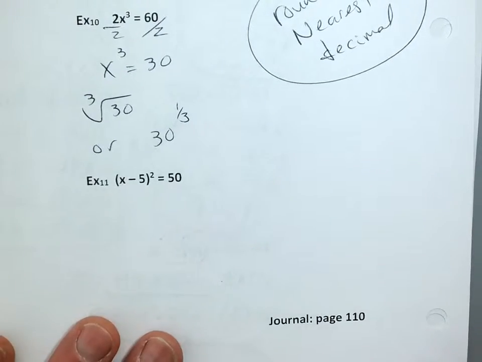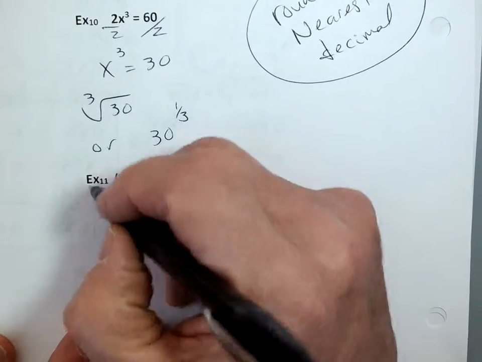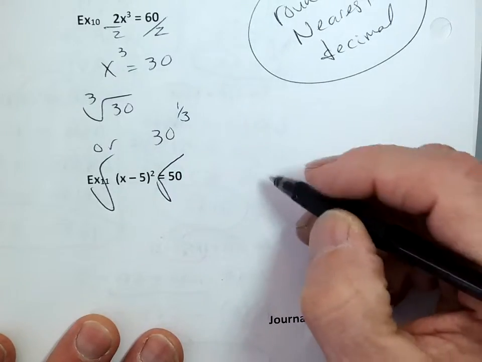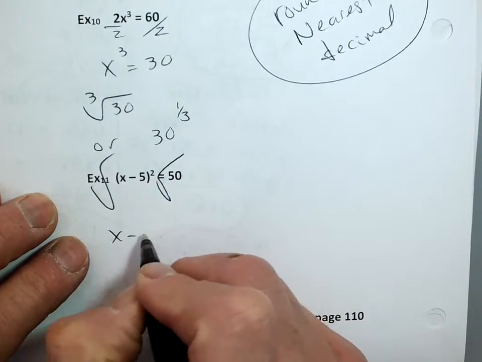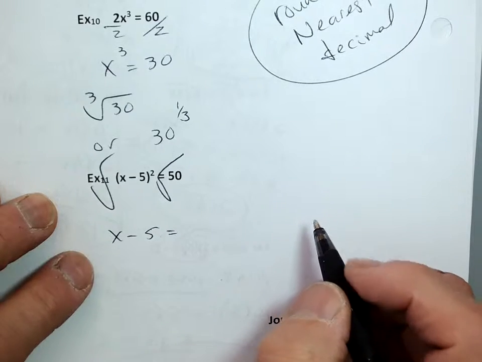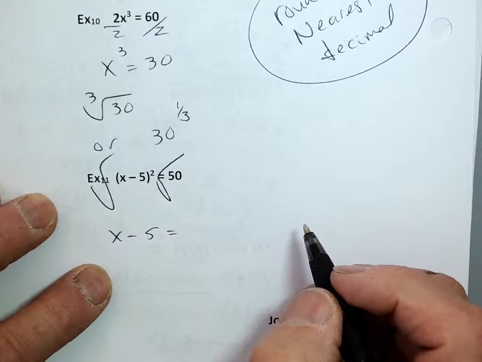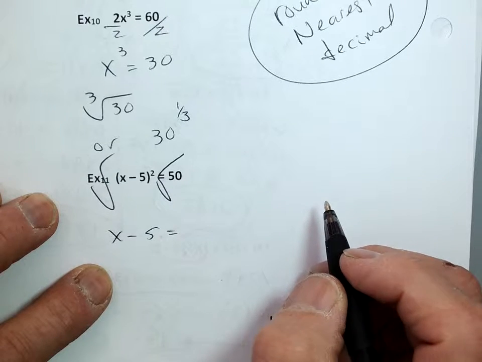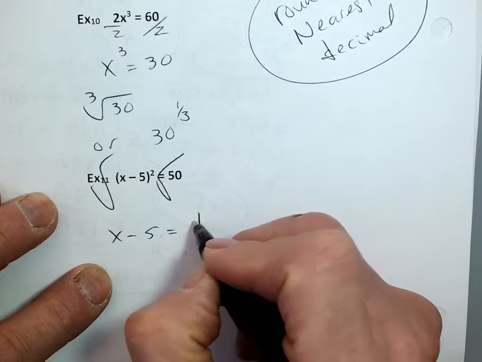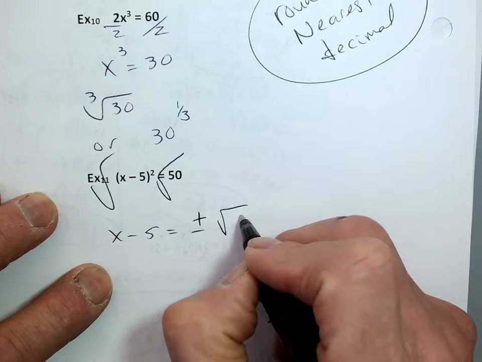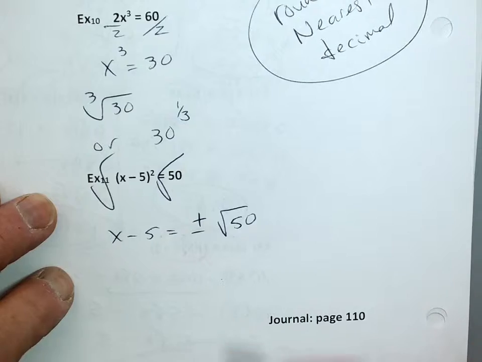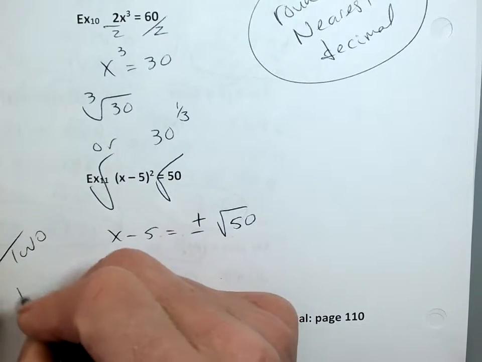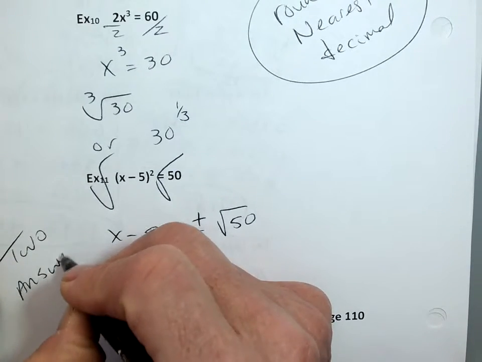Okay, so what's the first step? So we're going to find the square root. And I might just keep it and reduce it, because I can do this. So I've got x minus 5 equals the square root of 50, right? How many answers is this problem going to have? 2. So it's going to be plus or minus the square root of 50. You okay with that? 2 answers, everybody agree?